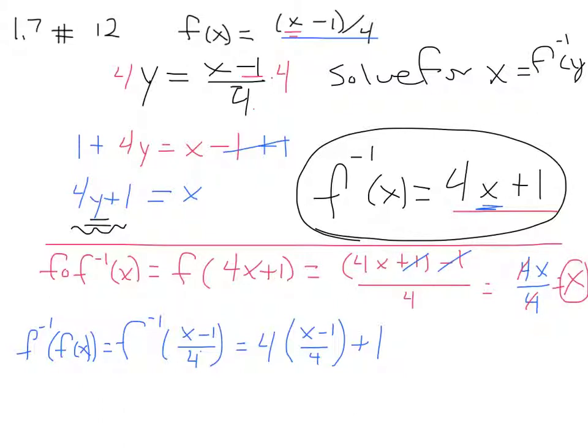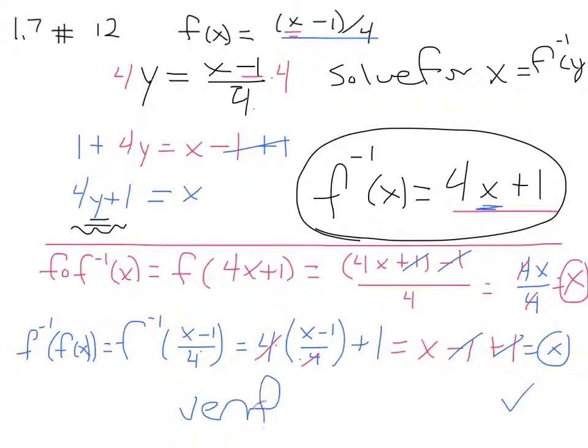Okay, now we're multiplying by 4 and dividing by 4, so those pieces will cancel out. We're leaving us with an x minus 1 left over from our original piece, adding 1. Well, if we're adding 1 and subtracting by 1, those pieces will cancel out, leaving us with an x. Okay, so this thing is verified. We now have an f and an f inverse. Verified. And we're done.